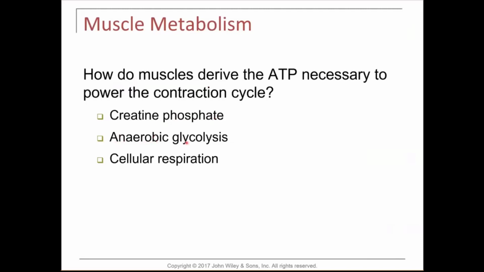So this process doesn't rely upon the presence of oxygen, but we're now using glycolysis, anaerobic glycolysis, which is breaking down glucose to give us the ATP that we need. We're not getting a lot of ATP here, but more than we would with creatine phosphate. And that makes sense because the duration is increasing.